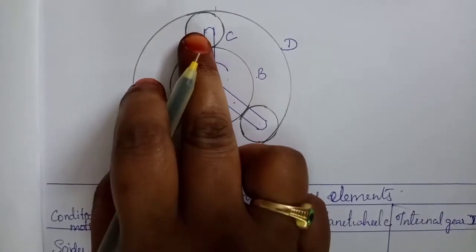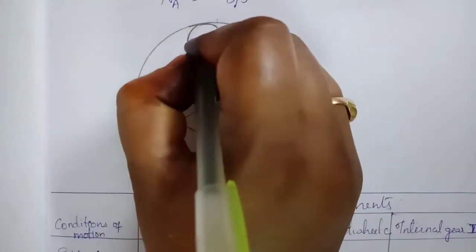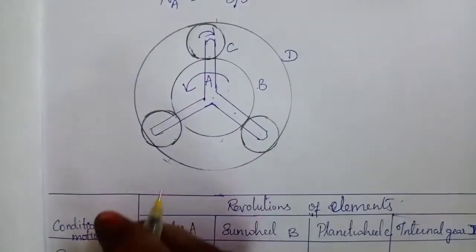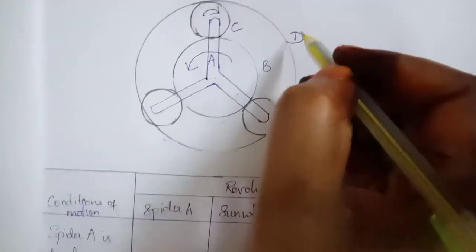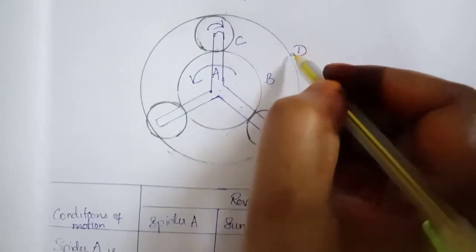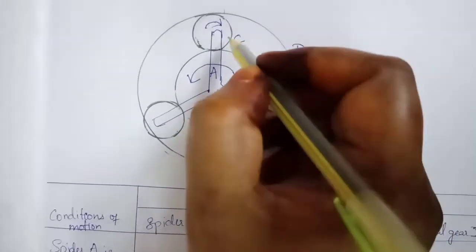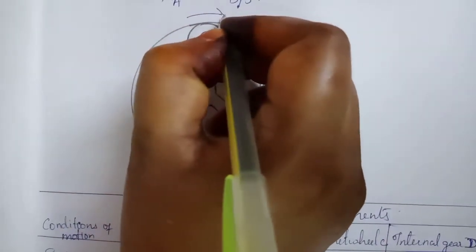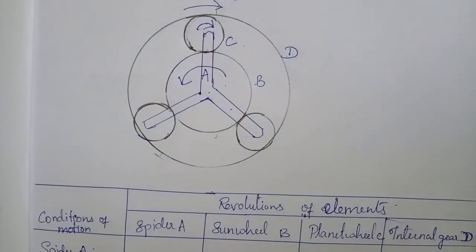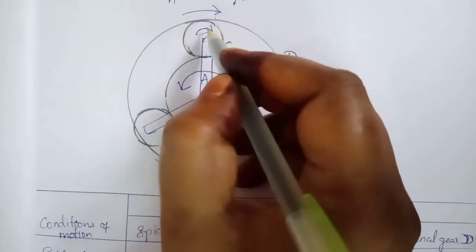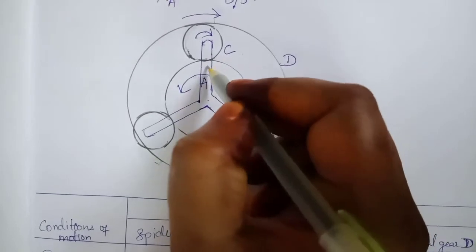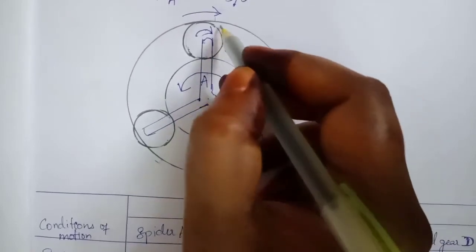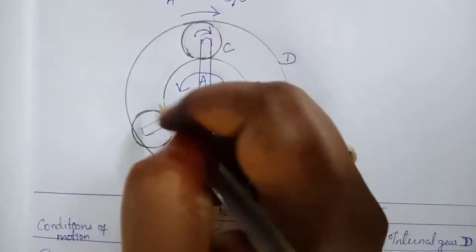And what about planet wheel C? So planet wheel C rotates clockwise. Clockwise means this direction. And now come for this internal gear D. So this internal gear D and C are internally meshing, so D also rotates clockwise. I already told you that if 2 gears are externally meshed, you will get clockwise, anti-clockwise. If two gears are internally meshed, you will get the same direction of rotation.